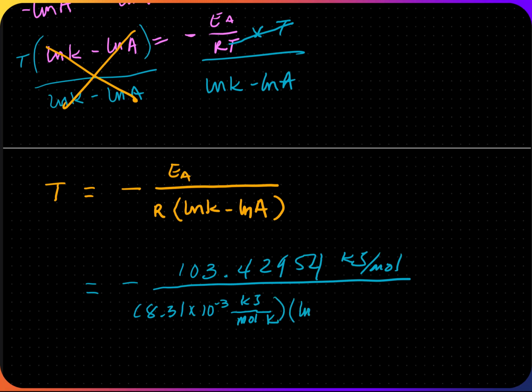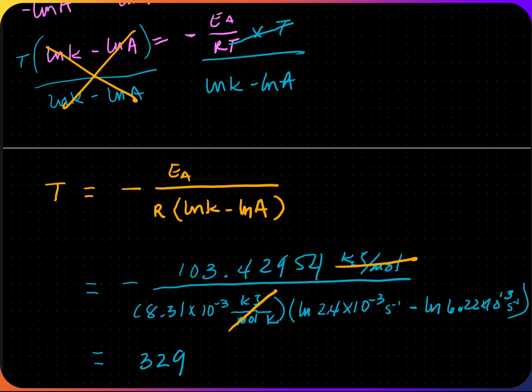The k was given as 2.4 times 10 to the negative third seconds to the first, minus ln of 6.22 times 10 to the 13 seconds to the first. So after you complete all the math, you should get approximately 329. Now let's check units. We have kilojoules per mole on top, and kilojoules per mole on the bottom. They cancel out. When we do natural logs, the units disappear, so it's unitless. And since we have Kelvin in the bottom, that's going to come back up. So this is going to be Kelvin.